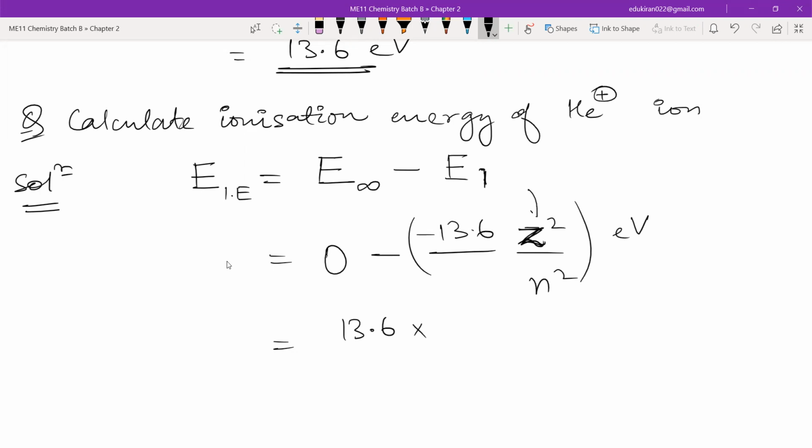This will change here. Always what will happen? You have 2 square divided by the electron will be present. Only one electron is there, so it will be present in the first orbit. So we will have 1 square in terms of electron volt. This will be equal to 13.6 into 4, right? 13.6 into 4.